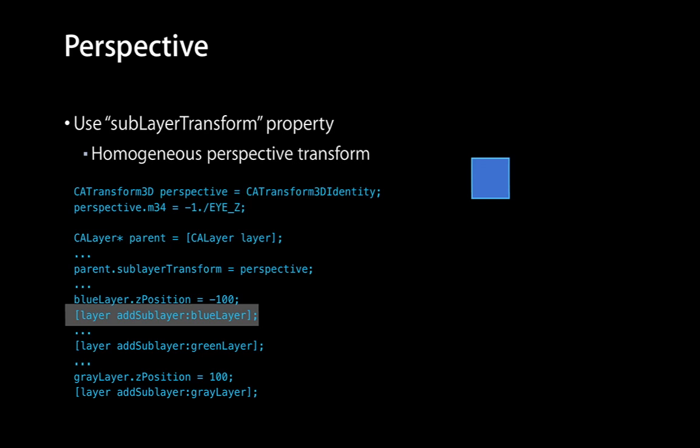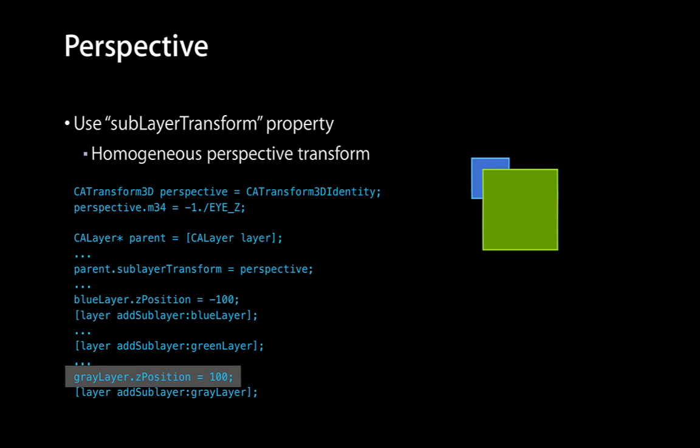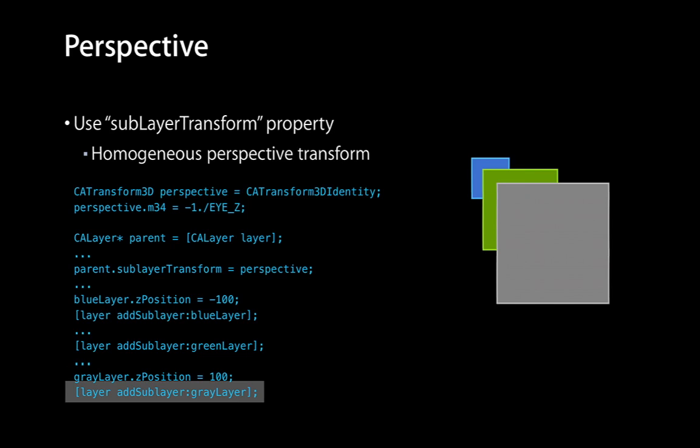So firstly, I'll add the blue sublayer. It looks like nothing's happened. You can't tell yet. But notice when I add the green layer, where I haven't explicitly set the Z position, it looks bigger. And that's because there's perspective being applied. And similarly, if I set the Z position of the gray layer to 100, it will appear to be in front.